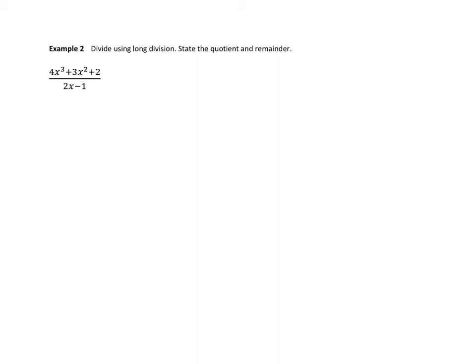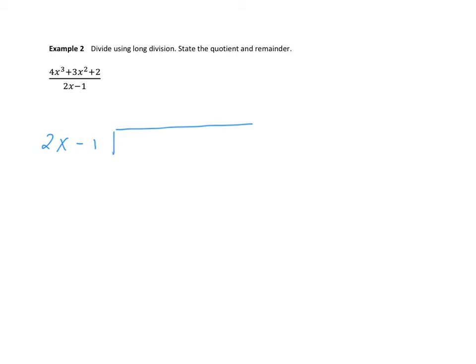So same question here in example 2. I want to use long division to divide 4x cubed plus 3x squared plus 2 by 2x minus 1, and we'll state the quotient and the remainder. So here I have a different notation, but it's just like the last example. It's this top thing divided by this bottom thing. The way you'd set this up is you'd put 2x minus 1, you would divide, and under here is where we put the 4x cubed plus 3x squared plus 2.